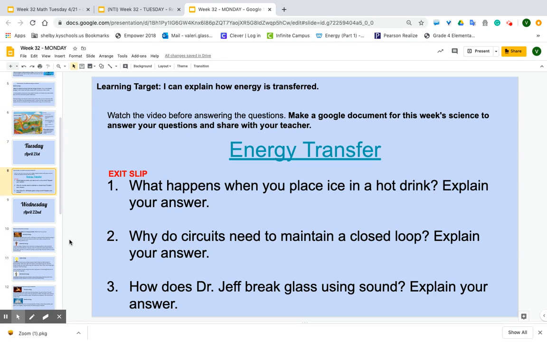Let's look at today. We're going to talk about energy transfer. And the learning target this week, remember, is I can explain how energy is transferred. So we're going to talk about how energy is transferred from one object or person to another.